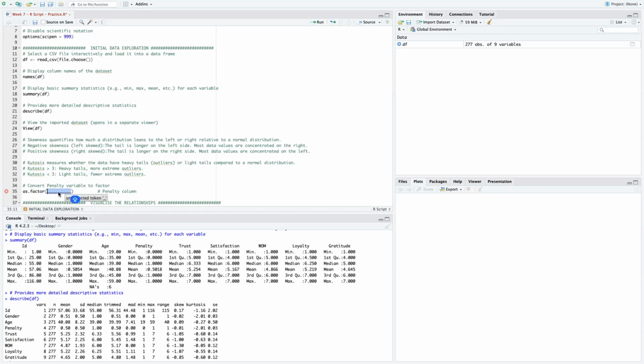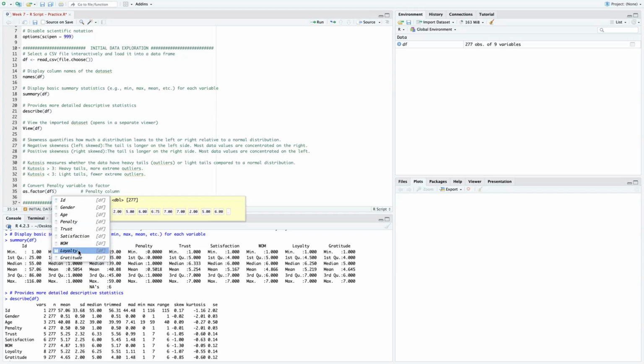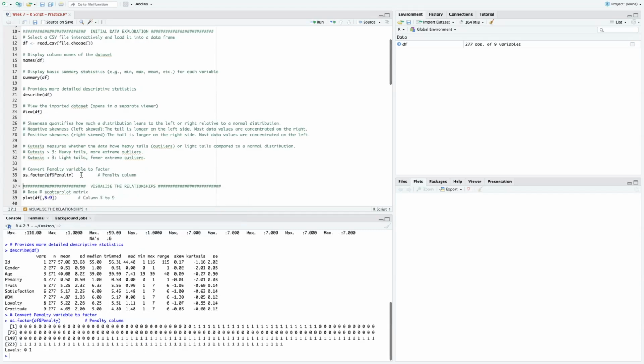What do you think we should fill here? We already used the function as.factor many times. Basically, we just call the column name. And the column name is penalty, right? Okay. So we can type the data frame where we store the data, which is df, with the $ sign, and choose penalty. Right, and let's run the code. Excellent. So right here you see the penalty variable has been converted into a factor with two levels, 0 and 1.